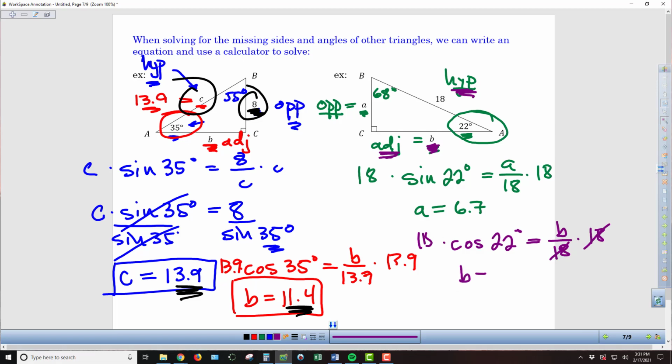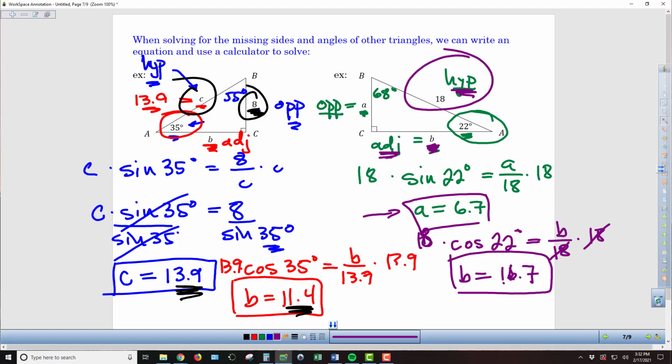And so now I just have B equals 18 times the cosine of 22. And if we do that, we get 16.7. So if we compare that and the 6.7 answer that we got here against the angle measures, we can see that those fit. A should be the shortest side. It definitely is at 6.7. The hypotenuse should be the longest side. It definitely is at a length of 18 compared to the other two.